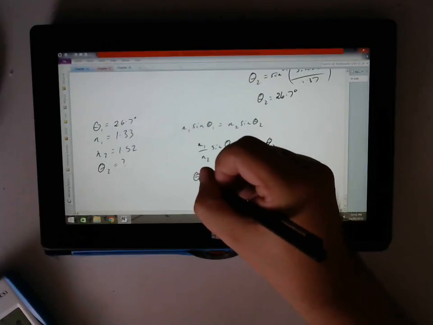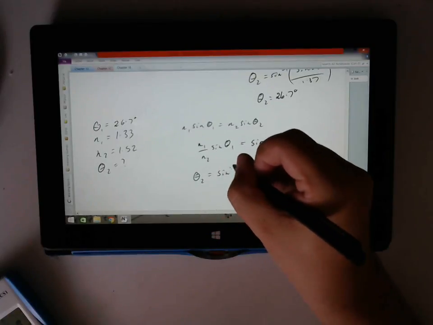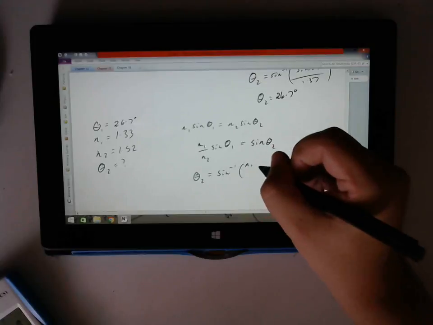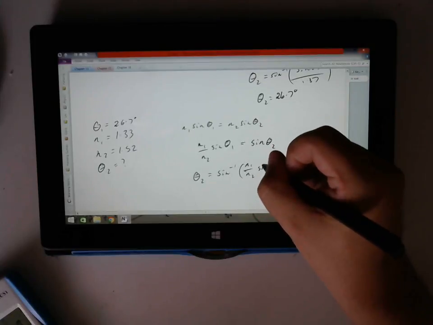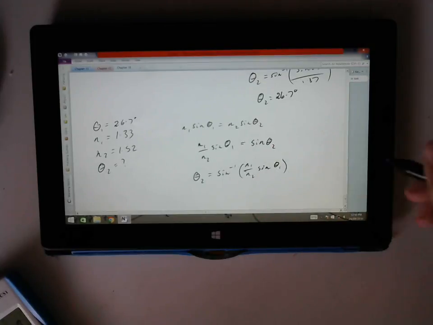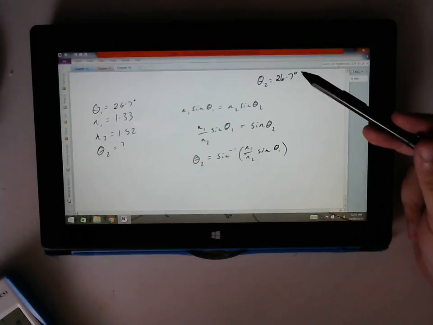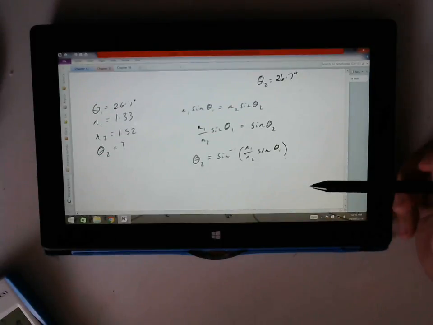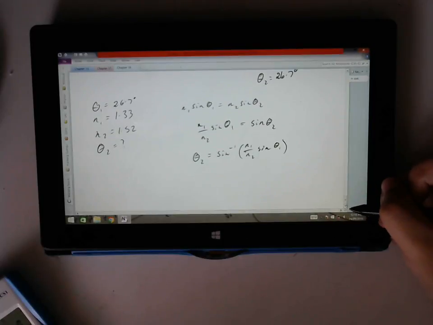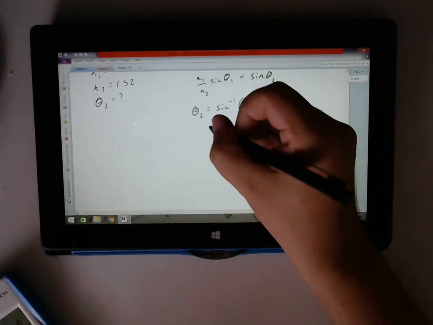And theta 2 must then equal the arcsine of n1 over n2 sine theta 1. There's no difference between doing it before that, but sometimes things cancel and it means less math to have to do, which is always good. So let's substitute that.